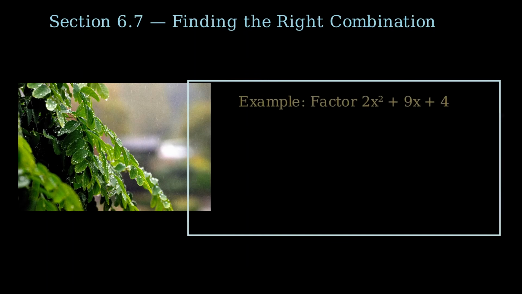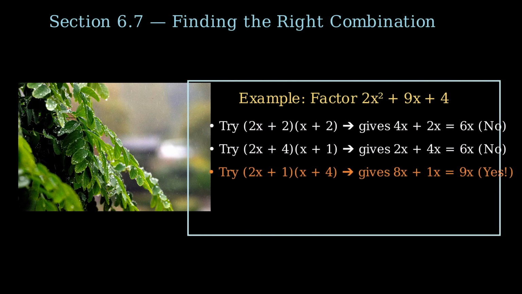Let's solve another advanced example. We want to factor 2x squared plus 9x plus 4. First, let's write down the possible factor pairs. For the leading coefficient 2, the pair is 1 and 2. For the constant 4, the pairs could be 1 and 4 or 2 and 2. Let's test which combination gives 9x.